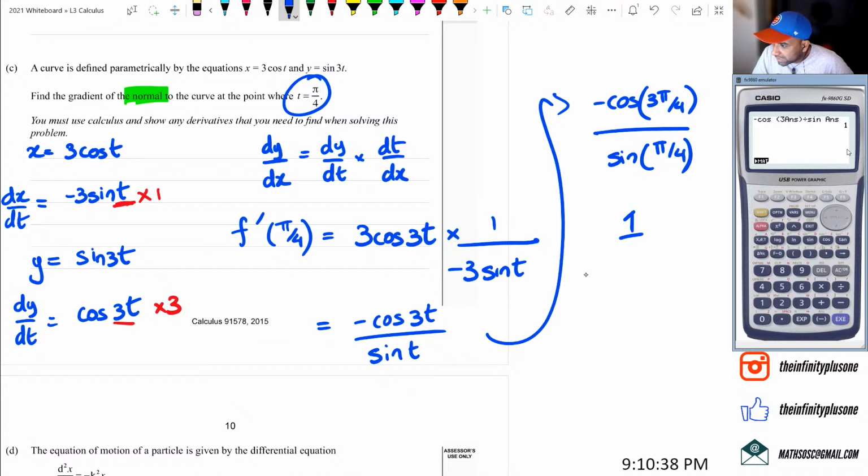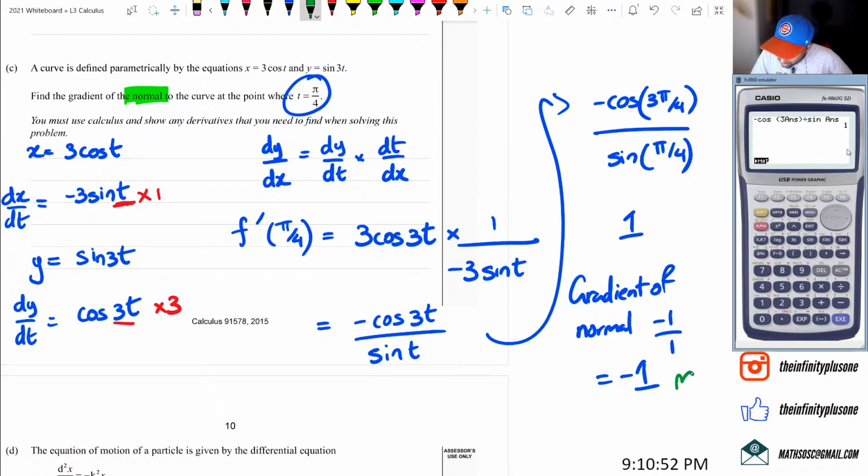Because gradient is equal to 1, the gradient of the normal is going to be negative 1 divided by 1, which equals negative 1. So the final answer of negative 1 is going to get you a merit. Achieved is either getting this correct or getting this correct, one of the dx dt or the dy dt correct.